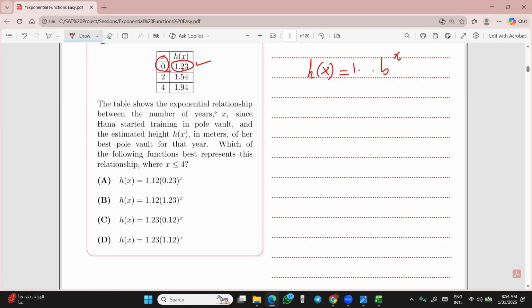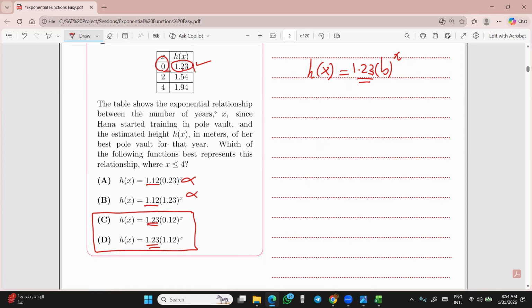So 1.23 should be written here. And b should be written inside the parentheses. So 1.23 should be at the beginning of the answer. This is not 1.23, not 1.23. Here it is. So we choose either C or D, but we just cancel these.